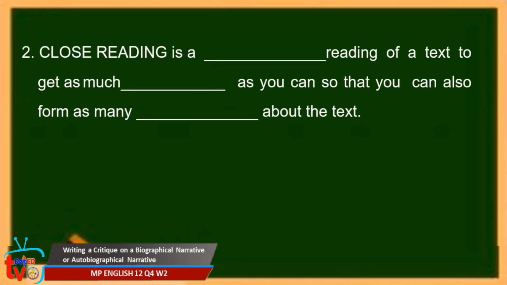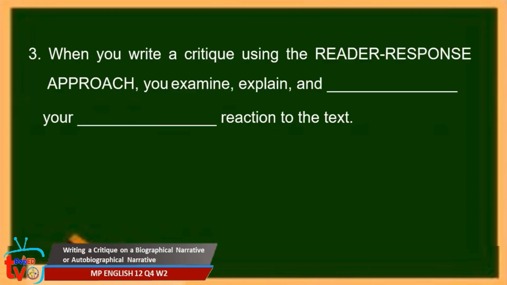Number 2. Close reading is a blank reading of a text to get as much blank as you can so that you can also form as many blank about the text. Number 3. When you write a critique using a reader response approach, you examine, explain, and blank your blank reaction to the text.